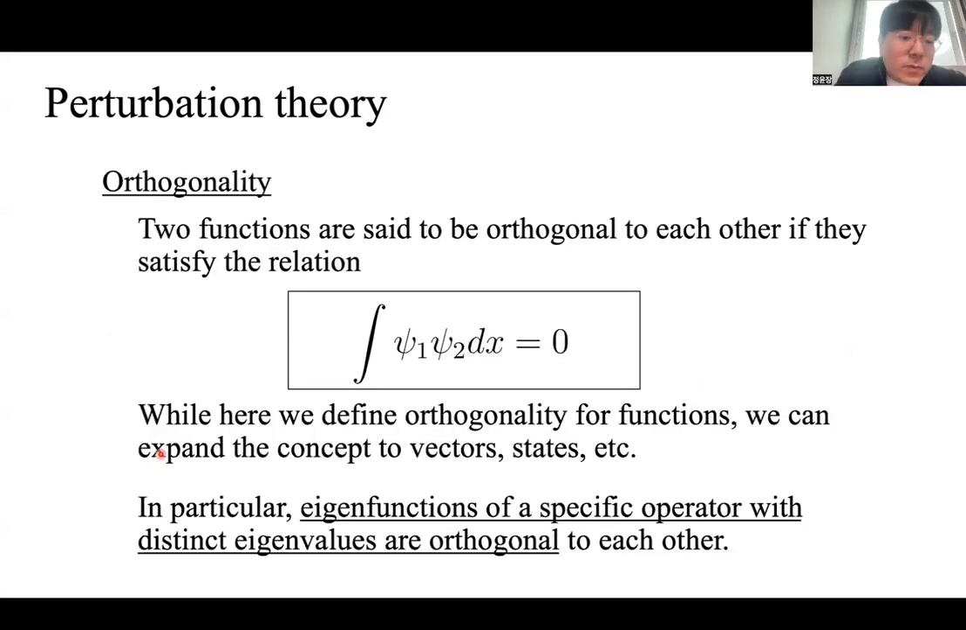So then we're going to talk about this concept of orthogonality. This is something that you probably heard about in vector space and also when you learn Fourier transforms.